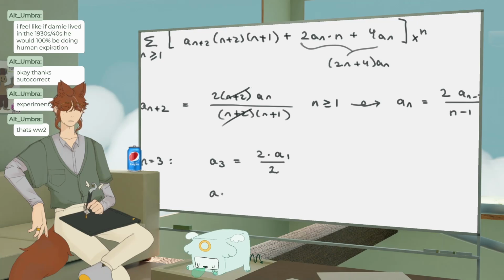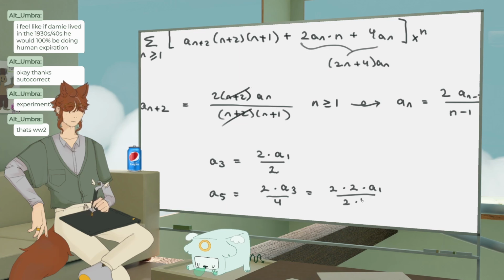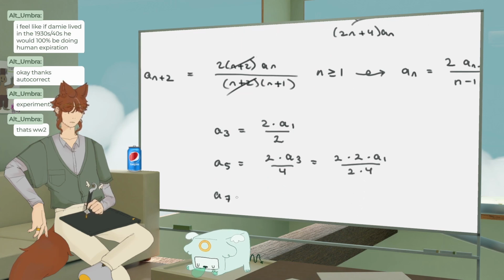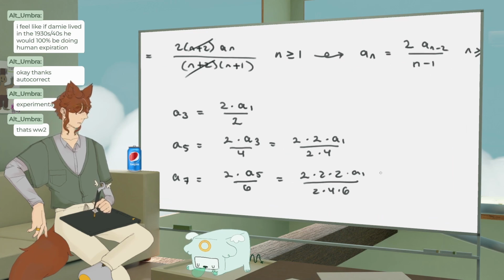So then I'm gonna skip to a5. This will be 2 times a3 over 4. It's gonna be 2 times 2 times a1 over 2 times 4. a7 is gonna be 2 times a5 over 6, which is 2 times 2 times 2 times a1 over 2 times 4 times 6. Okay, it's like enough for us to get a pattern.